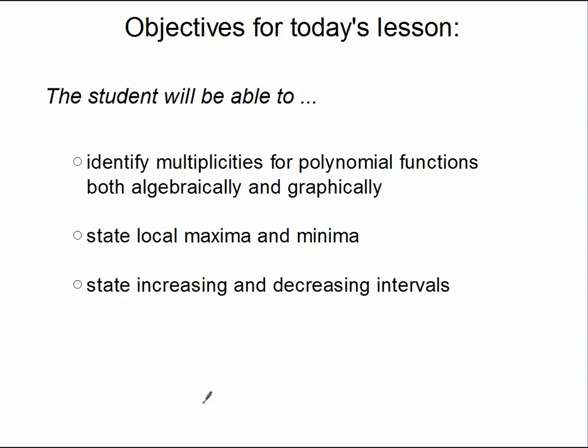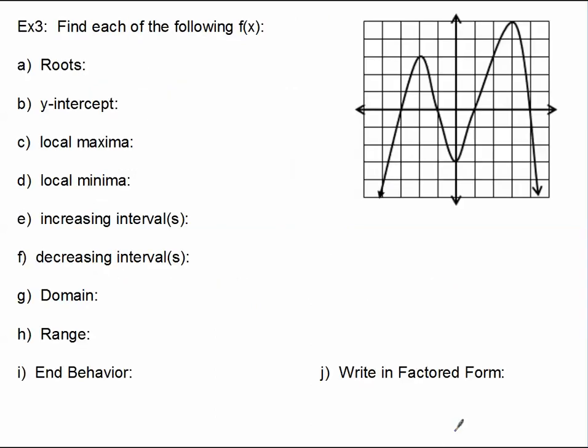Okay, in this second tutorial, we're going to look at the other two objectives. We're going to be able to state the local maxima and minima and state the increasing and decreasing intervals for our functions. So let's flip over to example 3 in our notes. We have a graph again of f of x. So here it is, and we've got a bunch of things that we're going to read from this graph.